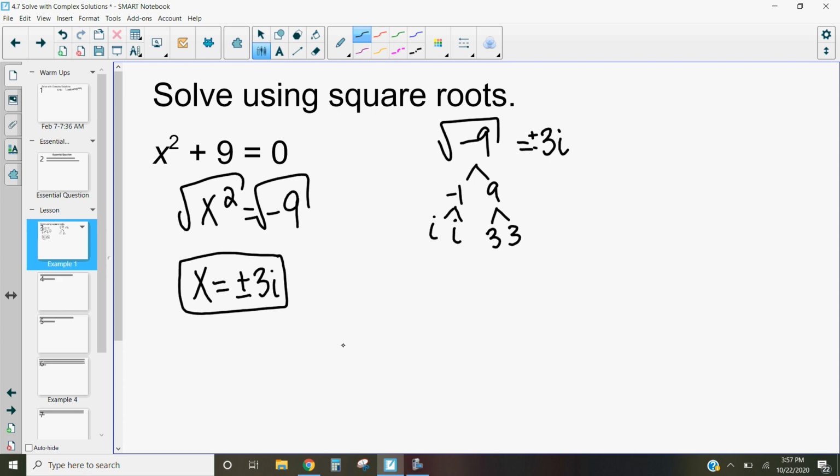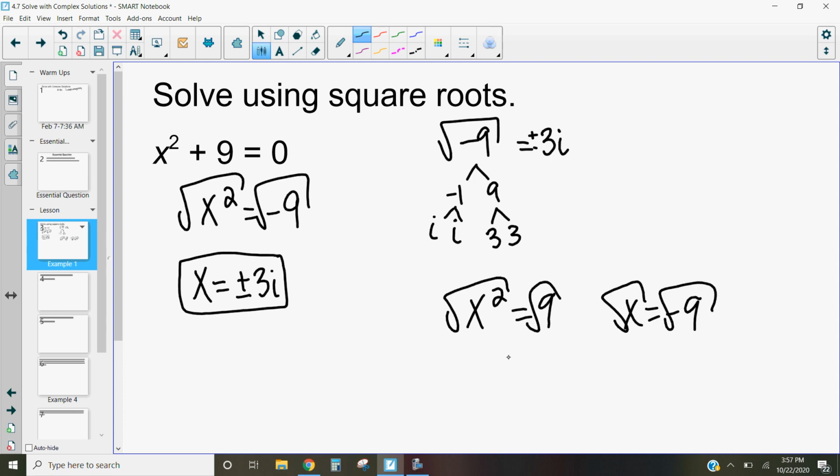That's all we're going to do. The only difference between what we were doing before, x squared equals 9, and x squared equals -9, is now we have that complex solution. So this had a solution of x equals positive or -3. Now we have a solution of x equals positive or -3i. That's the only difference there.